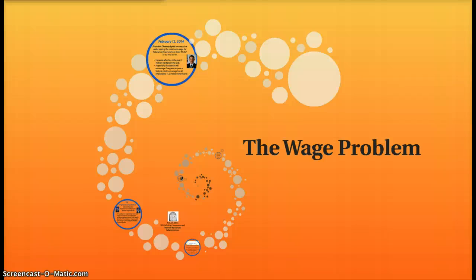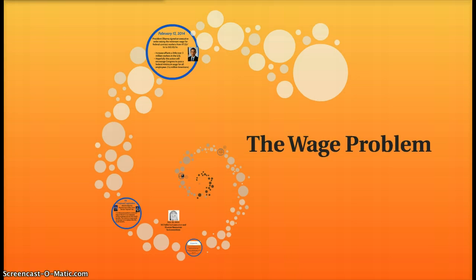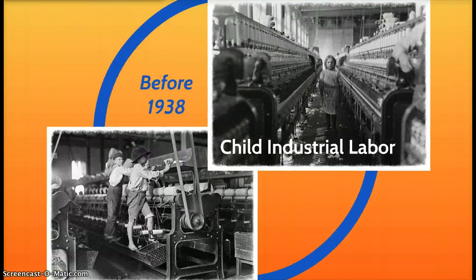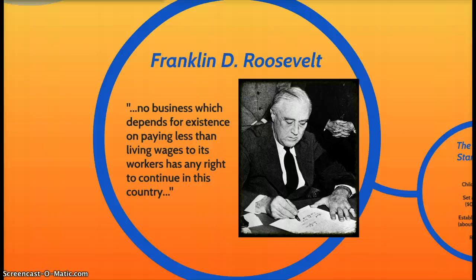This section of our presentation will discuss how the problem with minimum wage is that it is not a living wage. In the early 1900s, child labor seemed to be rampant in the United States. This cheap labor was exploited for profits and included dangerous working conditions as well as extremely low wages for factory workers.